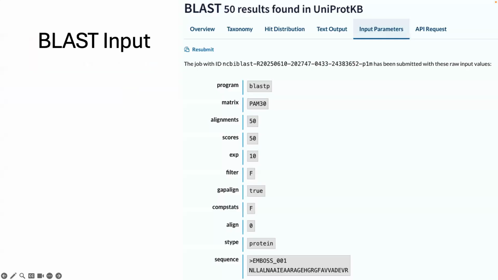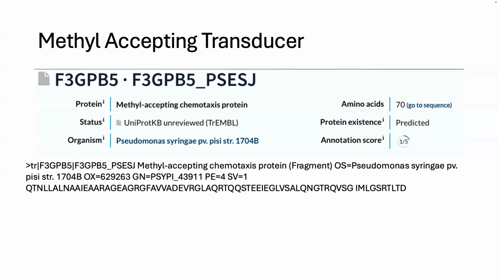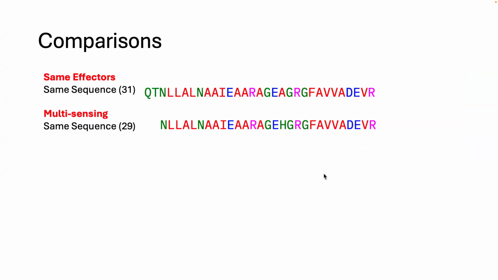I looked at in BLAST and found that these are the top ones that come up, and I'm just going to be focusing on this one. And once again, this is a methyl accepting chemotaxis protein fragment. So then when I started to look at them closer, it turns out that these are focusing on the same area. The same effectors actually has some commonality of a few more amino acids, but those are pretty much the same thing.